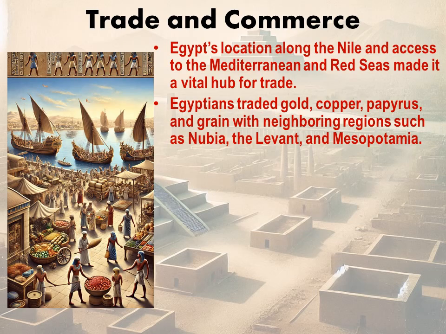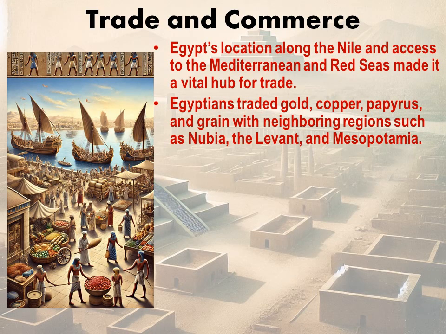Egyptians traded gold, copper, papyrus, and grain with neighboring regions such as Nubia, the Levant, and Mesopotamia. We have already discussed Mesopotamian civilization in our last video series. Please go through it. It will give you a proper understanding of one of the earliest civilizations in this world.